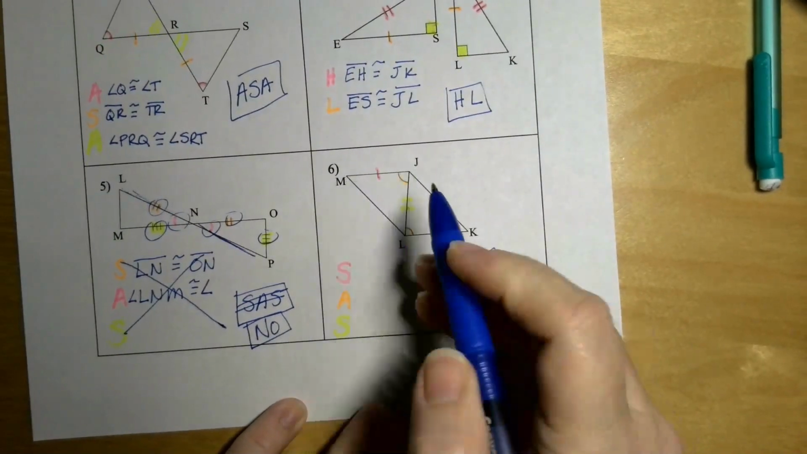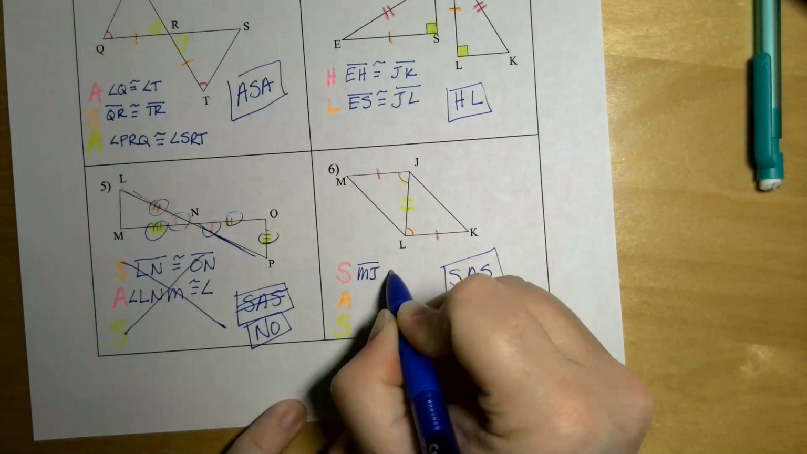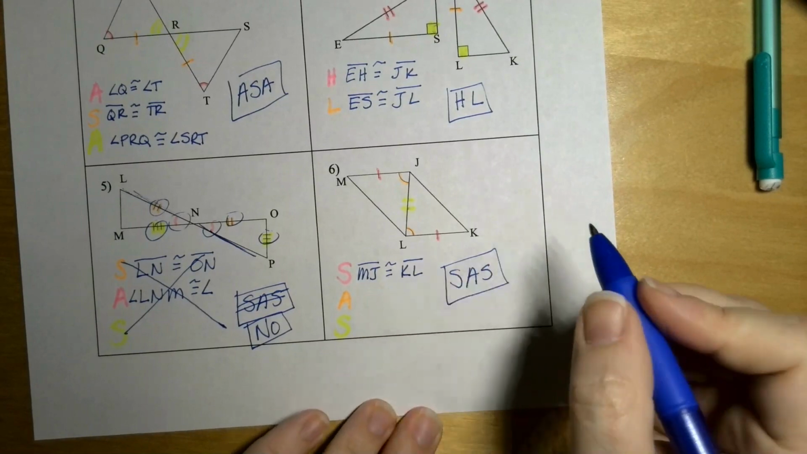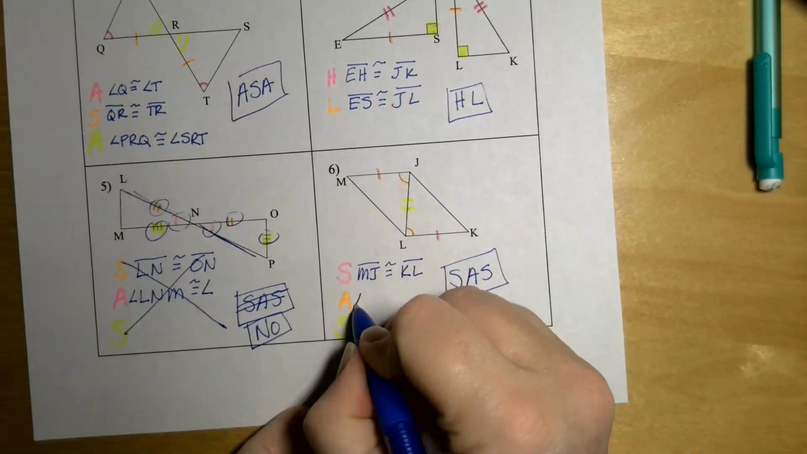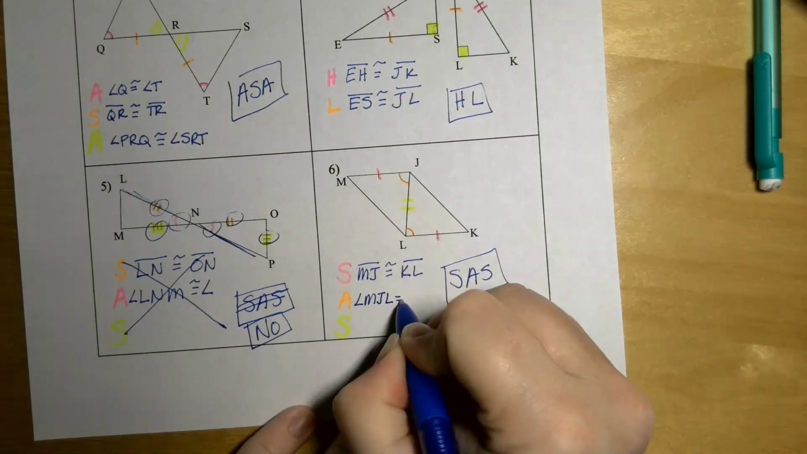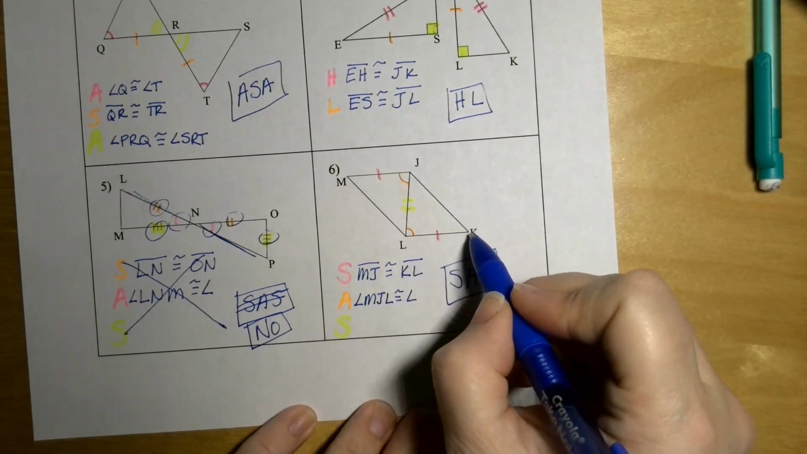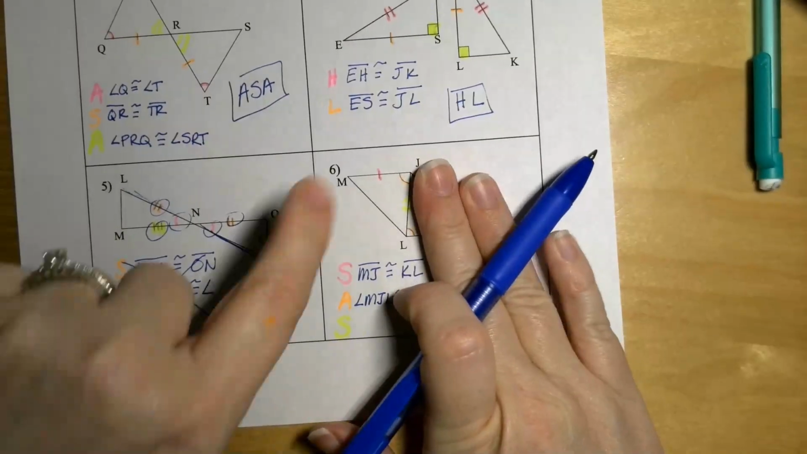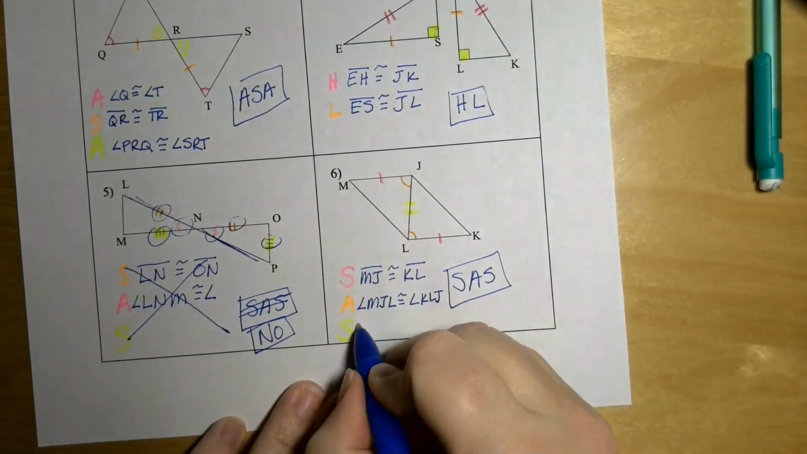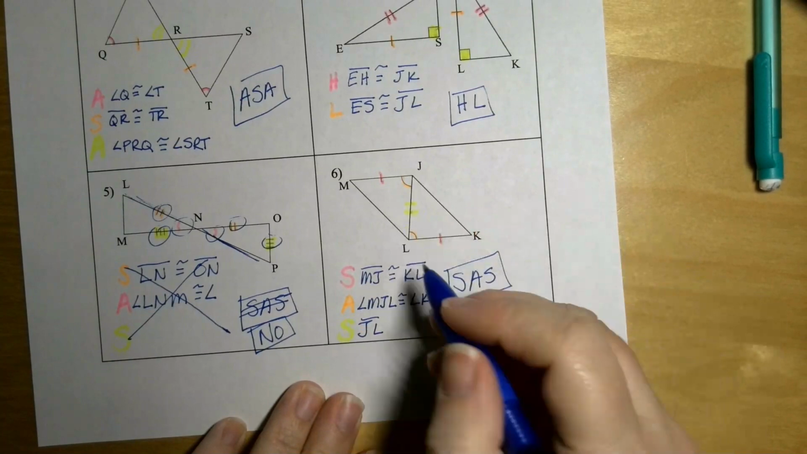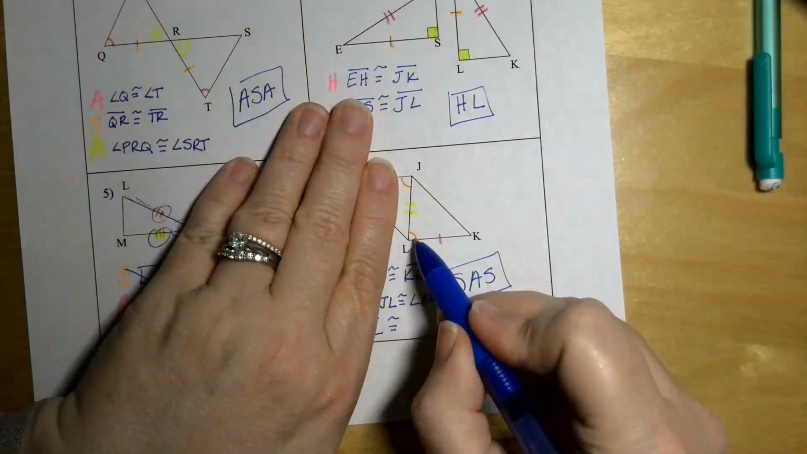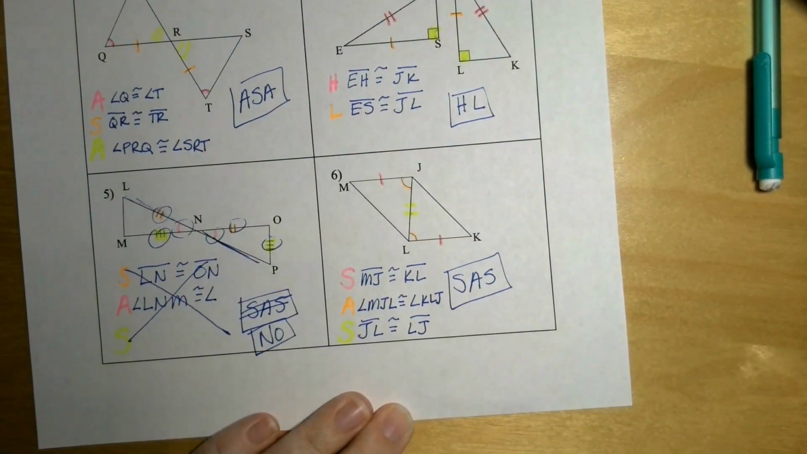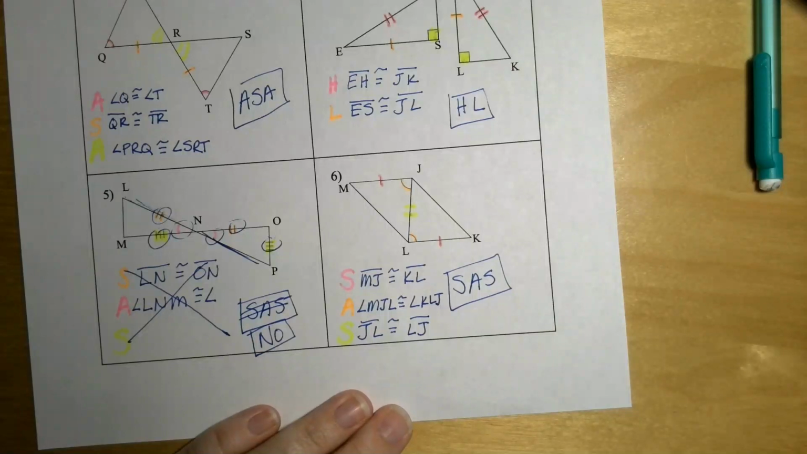So I'm going to start MJ is congruent to KL. There we go. Angle MJL is congruent to angle KLJ. And then the last side, let's see, in this triangle on the left, I'm going to say JL, going from the orange angle to the non-marked angle. And in this triangle, going from the orange angle to the non-marked would be LJ. So those statements I could come up with. That one I do have congruence by side, angle, side.